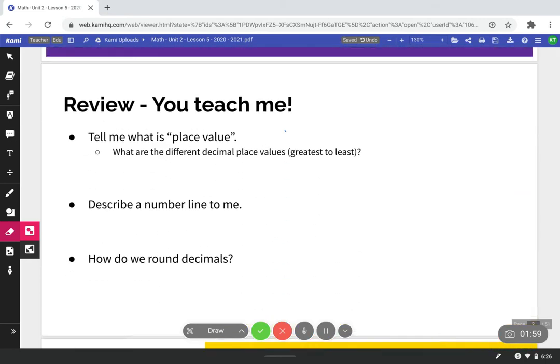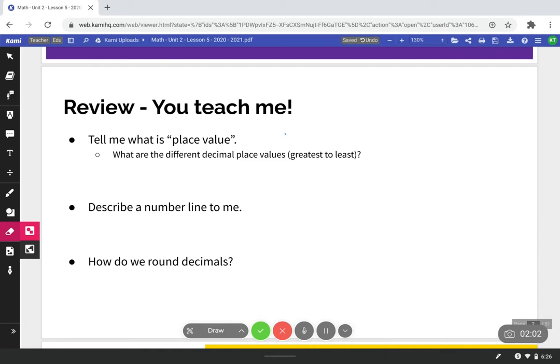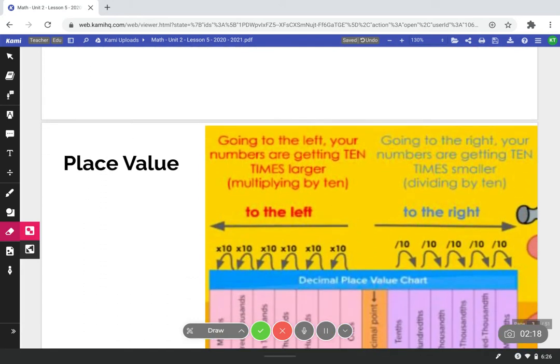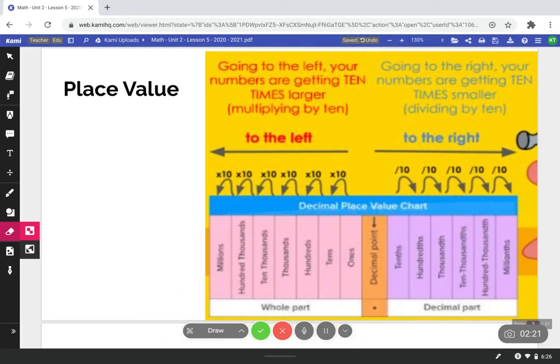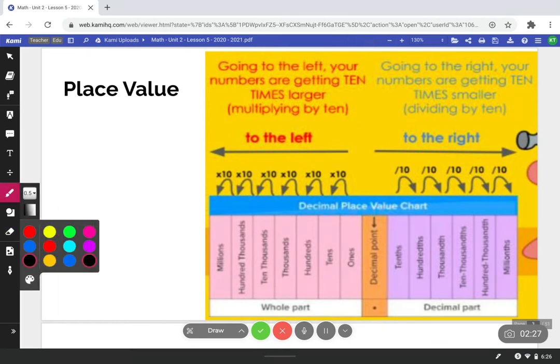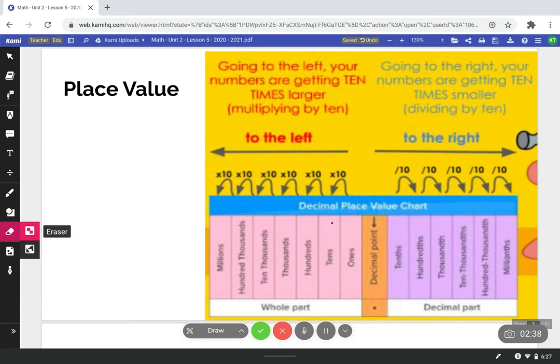So we started today's lesson with a you-teach-me. In class, I had the scholars tell me what is place value, describe a number line, and how do we round decimals. The students raised their hands and taught me. The main points we made is that when you want to increase a place value, you multiply. Multiplying by 10 increases one place value. And if you want to decrease your place value, you do the opposite of multiplication.